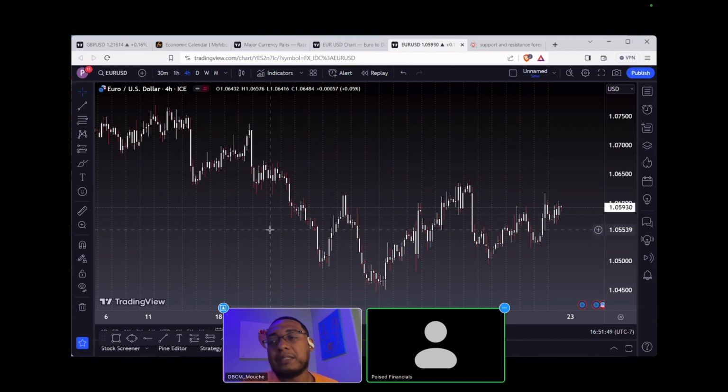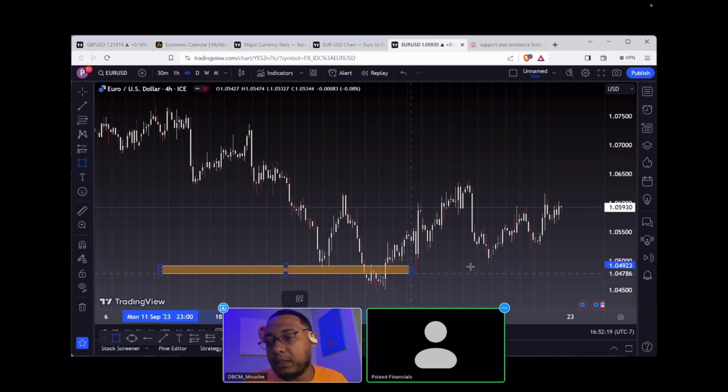So I like to determine resistance and support based off of two or more touches in one area, and if it's two or more touches in one area on both sides, to me that makes that level even stronger. So let's go ahead and show you right here. Support and resistance. Let's do support here.